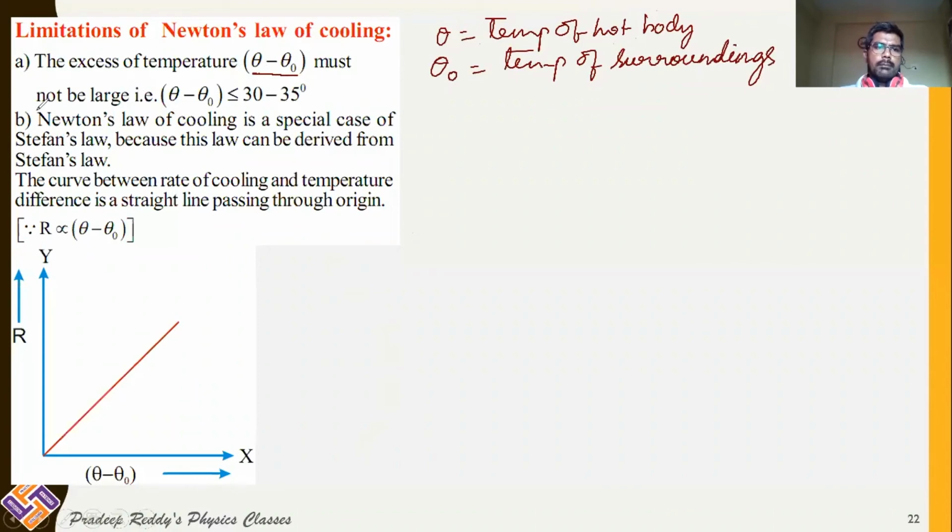Theta minus theta naught must not be large. That means the temperature of the hot body and the temperature of the surroundings should differ by only 30 to 35 degrees. It should not be a much greater difference. The temperature difference should be nearly in the range of 30 to 35 degrees Celsius. This is one.